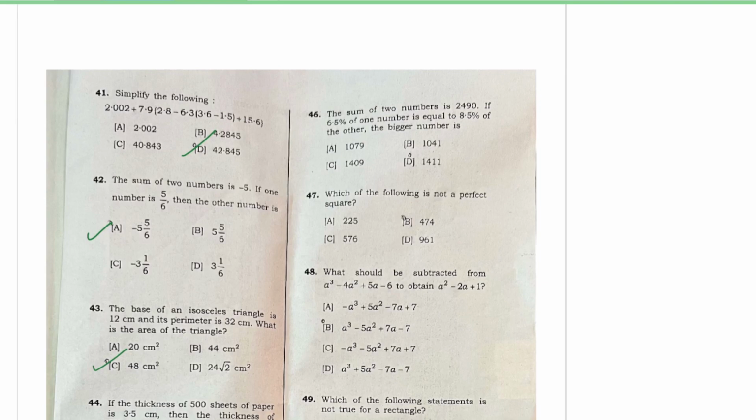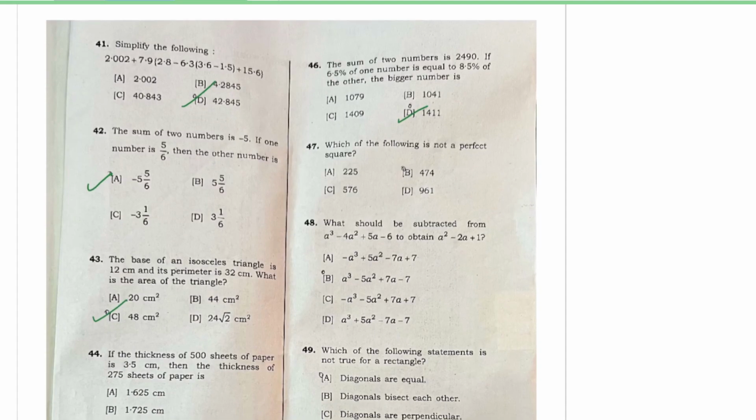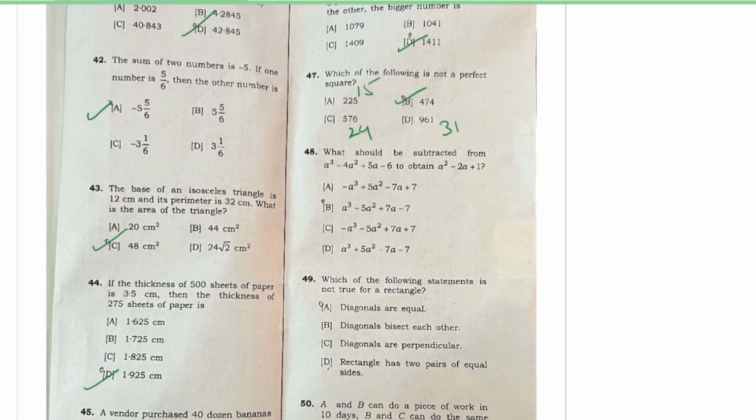Okay, the sum of two numbers is 2490. If 6.95 of one number is equal to 8.95 of the other, the bigger number is 1411, right? Which of the following is not a perfect square? This is not a perfect square because this is 15 ka square, this is 15 ka square, this is 31 ka square, this is 576, this is 24 ka square, right?